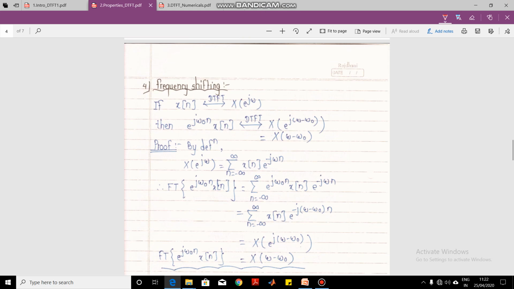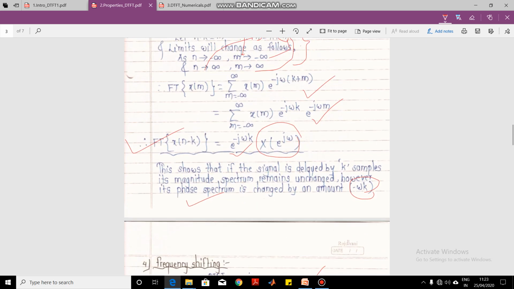Now, this frequency shifting property is a dual of the time shifting property. What will happen if we shift the spectra in the frequency domain? That is, if the DTFT of a signal is shifted in frequency, there is a frequency shift. What will happen to the time domain signal then? So it is a dual property.